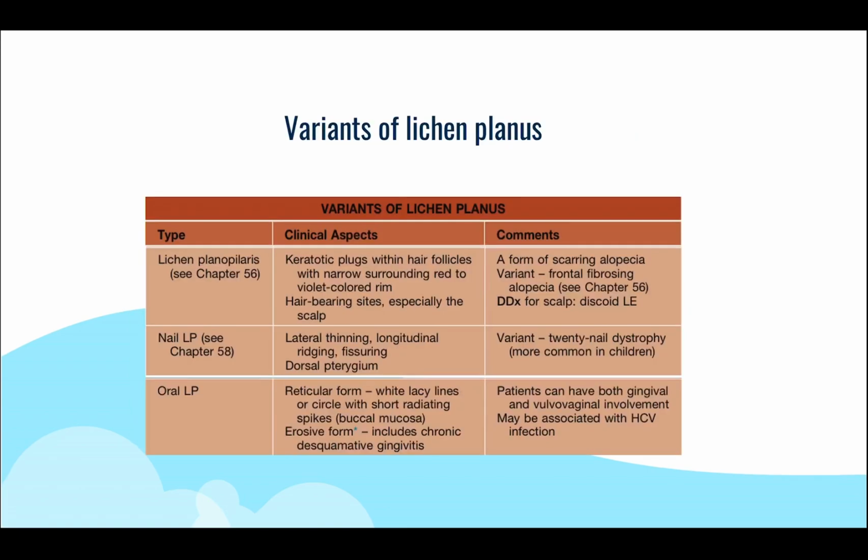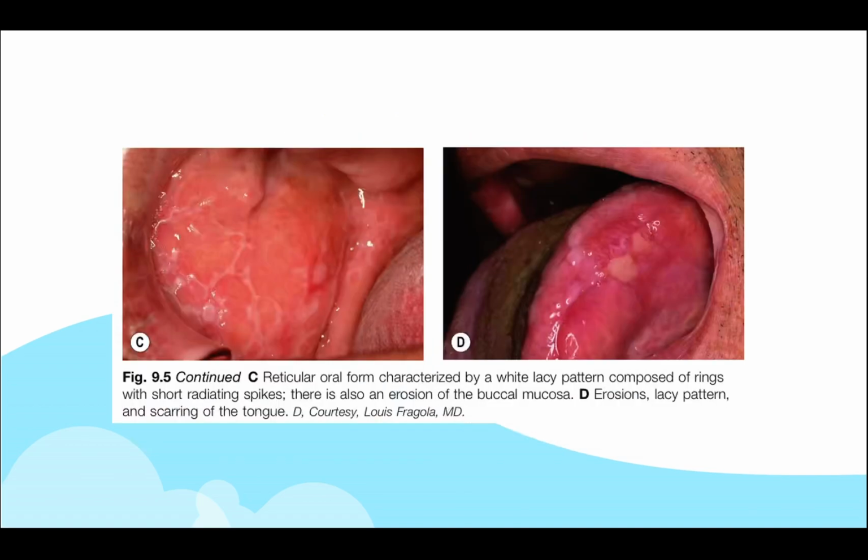And then we have the oral lichen planus. There are two forms of it, reticular and erosive. The reticular is the most common one, where you can see here in picture A, white lacy or circular white lines on the buccal mucosa with small projections, and this is for the reticular type. As for the erosive type, you can see in the right picture there are erosions and there is some scarring.